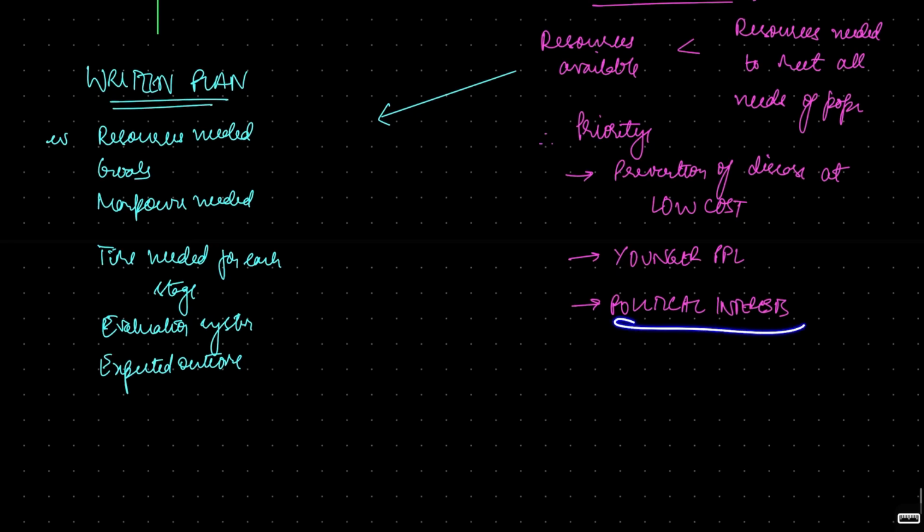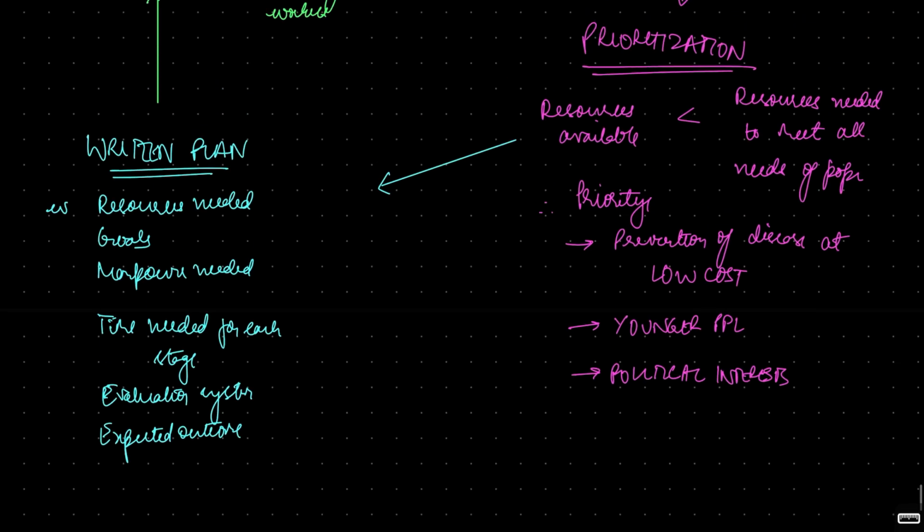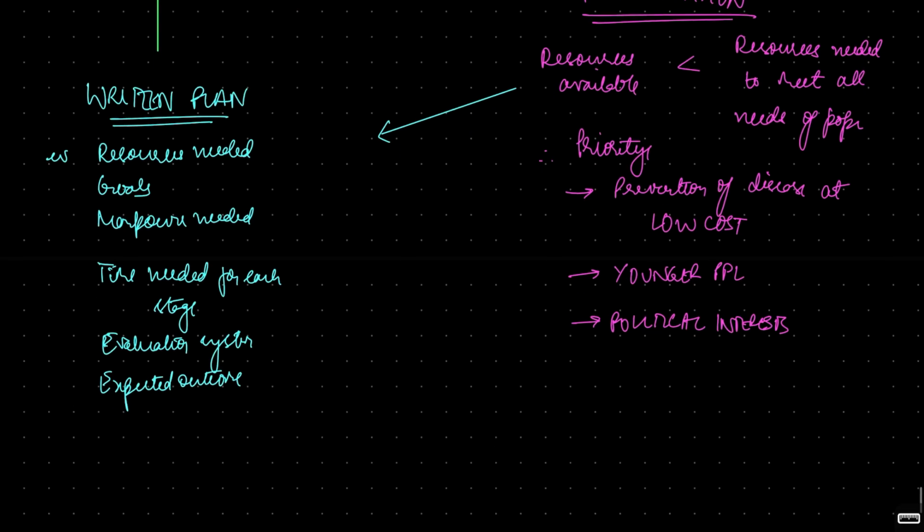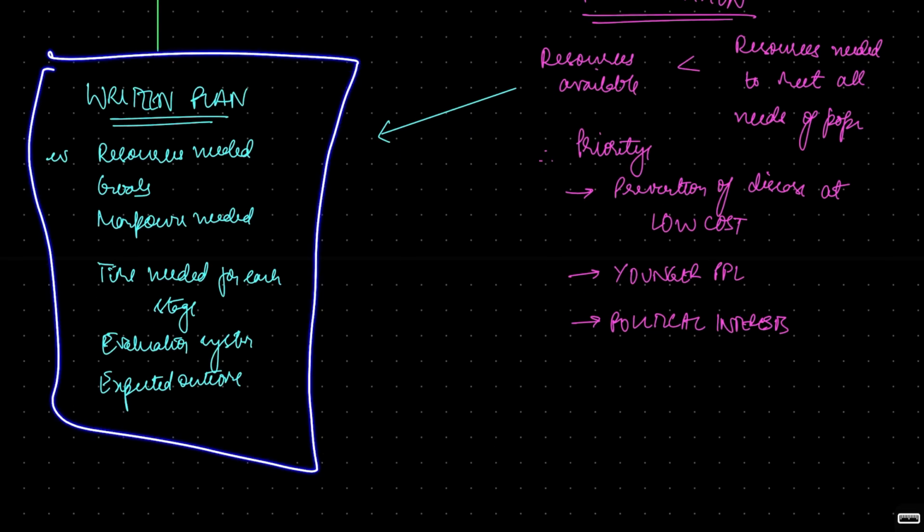And political interests also. Example, some political party would have promised in their manifesto to get rid of a certain disease. Then your health plan will also prioritize that disease because political interests come into the picture. So prioritization you will do. Prioritize one of the health needs. Then for that health need, for that goal, you will come up with a written plan. That written plan will have everything.